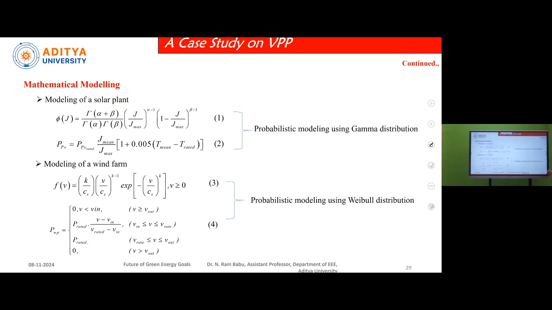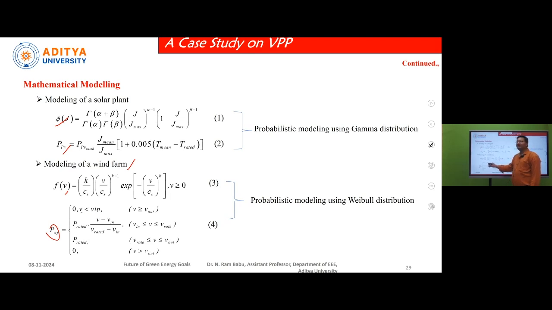So these are the mathematical modelings. First one is modeling of a solar power plant, where phi is solar irradiation and P is the power generated by the solar PV panels. And this one is modeling of a wind farm. F of V means wind velocity and P means wind power. So it has some constants.